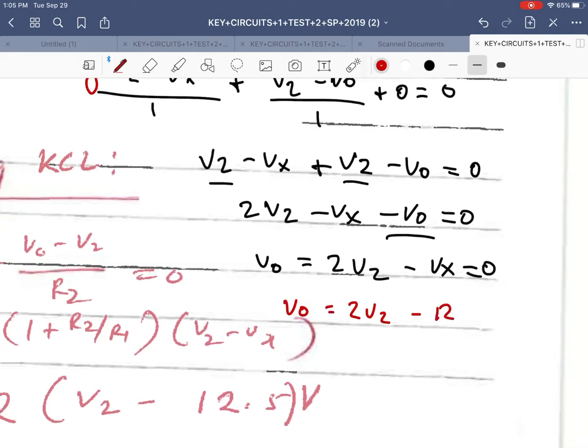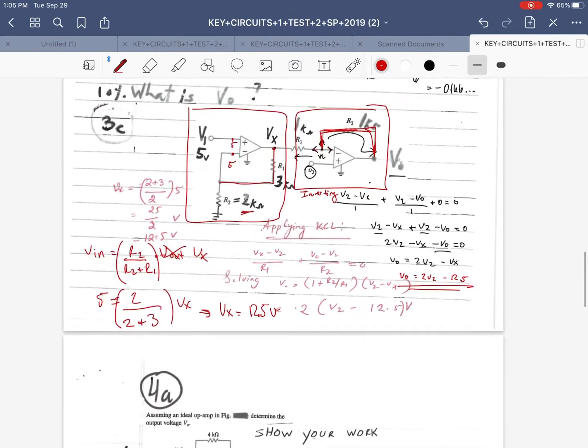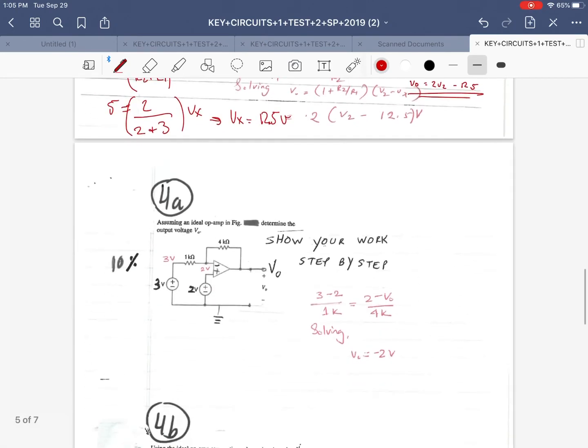Vo is equal to 2 V2 minus 12.5. Oh, why is that equal to 0? Sorry, that shouldn't be equal to 0. Oops, but otherwise than that, yep, that's how we got there.